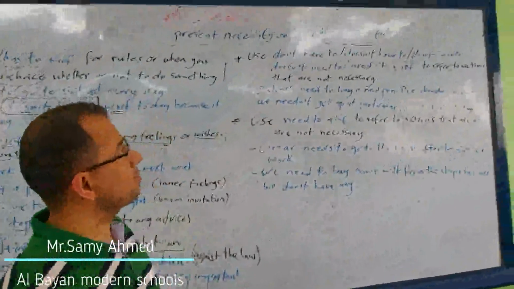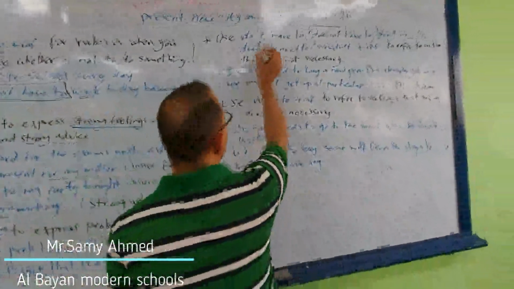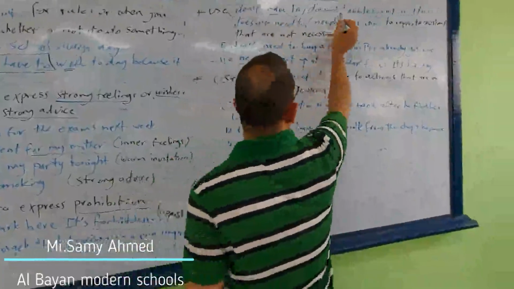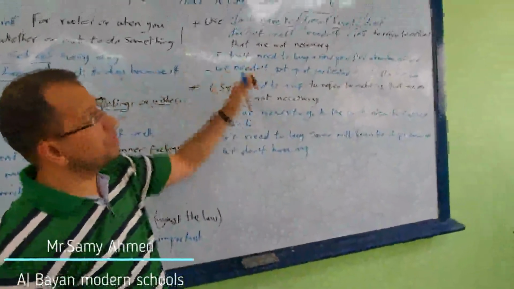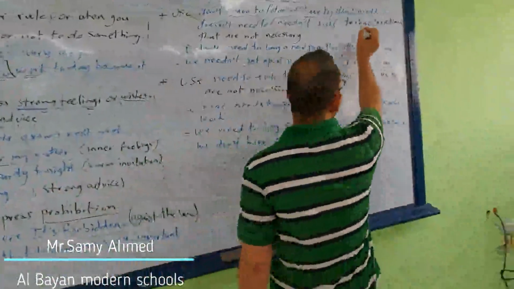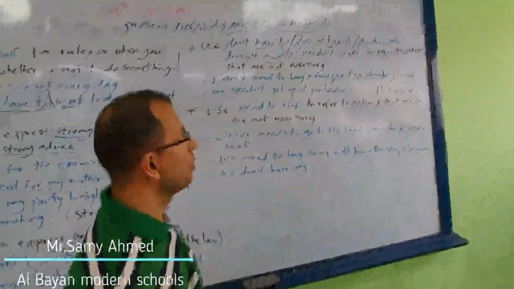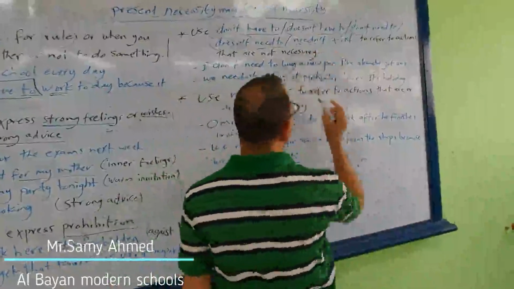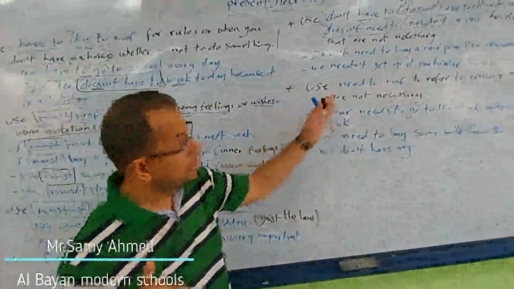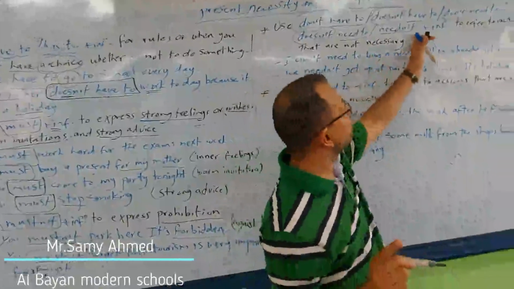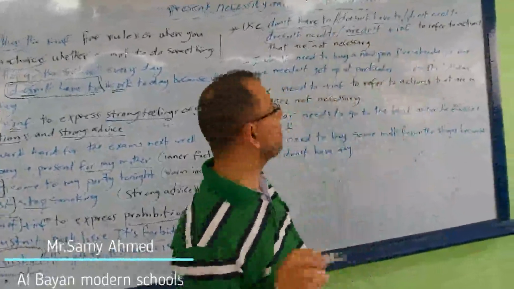When we would like to express lack of necessity, we have many words. We can use the word don't plus have to, or doesn't. As I told you, this is according to the subject. Don't or doesn't have to. Don't or doesn't need to. Or we can use the word needn't. But take care, this is not followed by to. Needn't only, without to. All these expressions must be followed by infinitive form.